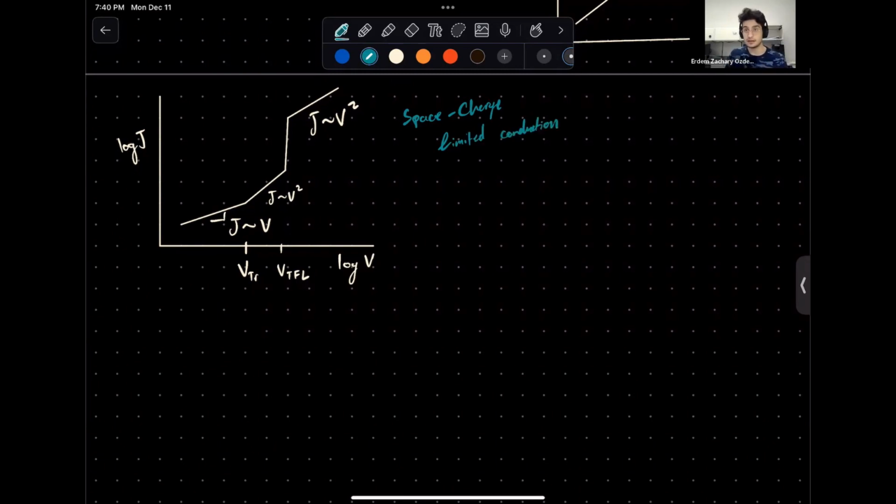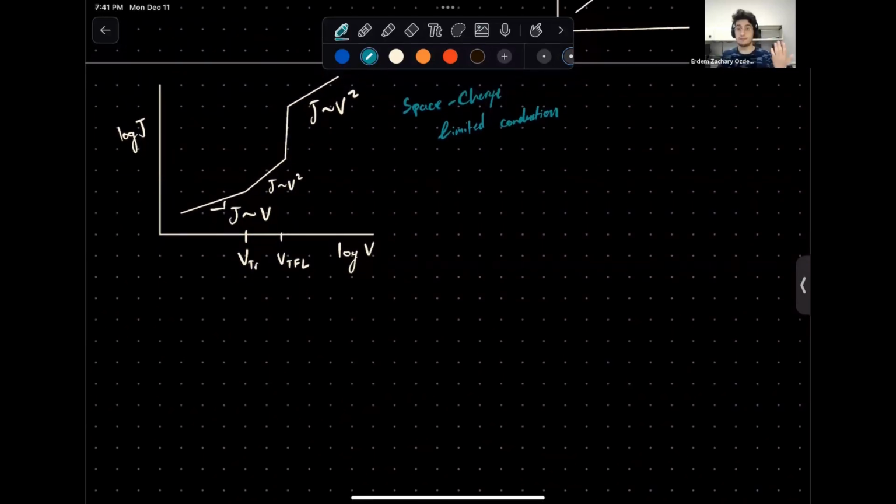There are, of course, other factors that play into this. For example, in this case, the size of your sample is important. If you have a sample that's thicker versus a sample that's thinner, the thicker one is just going to have more defects in it and have more trap states. So you can also vary your thickness experimentally to see if this is something you're observing, as you'll get more of an effect with thicker samples versus thinner samples. So these are some of our bulk limited mechanisms.